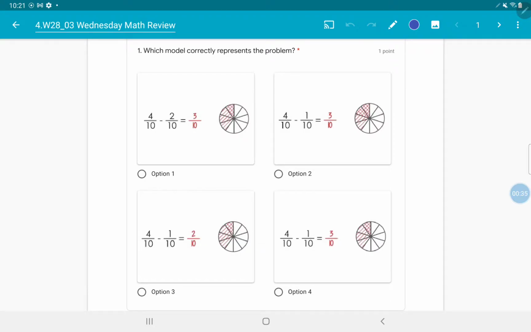Christopher, which one of those options is correct? Option 4. Option 4 is correct. 3/10 minus 1/10 is equal to 3/10. In your model, they started with 4 shaded. They crossed 1 out, and that leaves 3/10 size pieces.